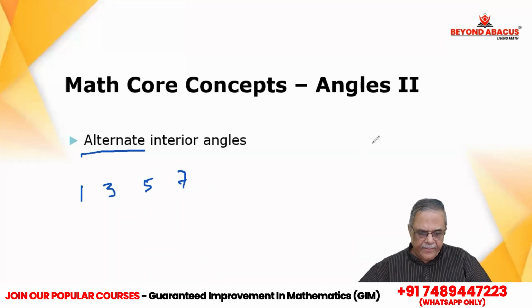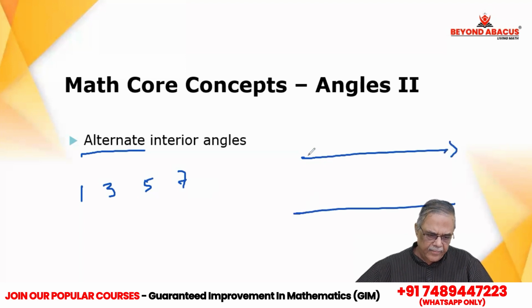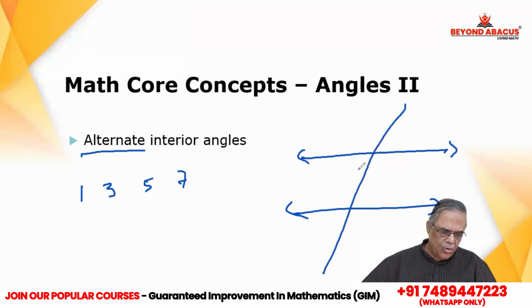In angles, what is the meaning of the word alternate? You have these parallel lines and you have one transversal. Interior, so this is the interior angle. Now what is alternate? Alternate means this side, this is the alternate side. But this is the notion of alternate angles, alternate interior angles. Interior means they are between two parallel lines. Alternate means they are on either side of the transversal.